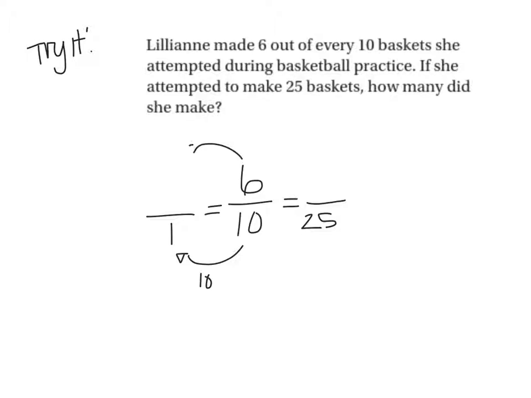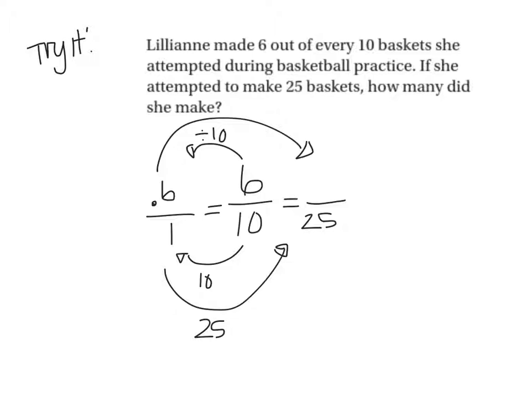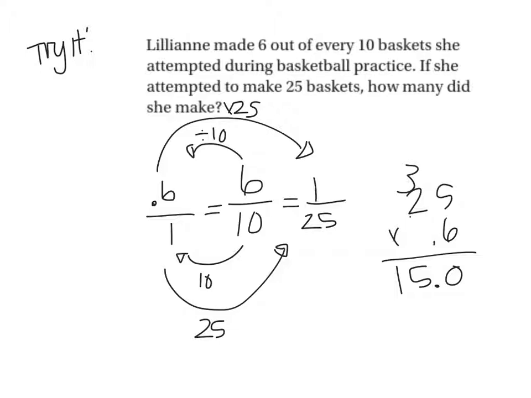So 6 divided by 10, I can just use my fraction math, and that should give me 0.6. I divide that by 10, and then I'm going to times back by 25. So 0.6 times 25. 25 times 0.6. 0, 3, 12, 13, 14, 15. And so 15.0, or she made 15 baskets.